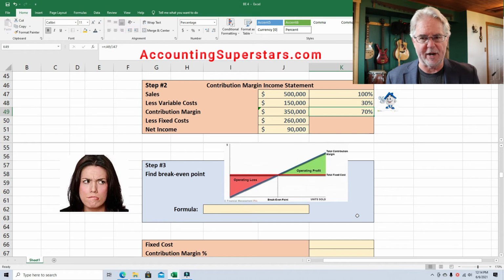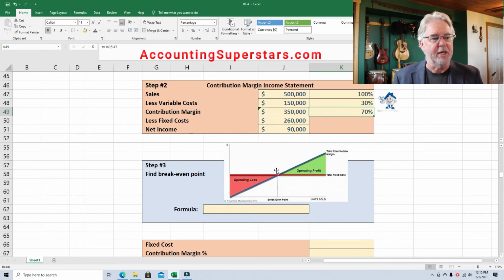So what is this break-even point? Well, it's right here where these two lines cross. And it's the place where the company is not having a loss and not having a profit. So in other words, if their sales are right here at the break-even point, they won't have a loss or a profit. Now, if their sales are less than the break-even point, then they're going to have a loss. And if their sales are greater than the break-even point, then they're going to have a profit. And this is a real interesting number to have.